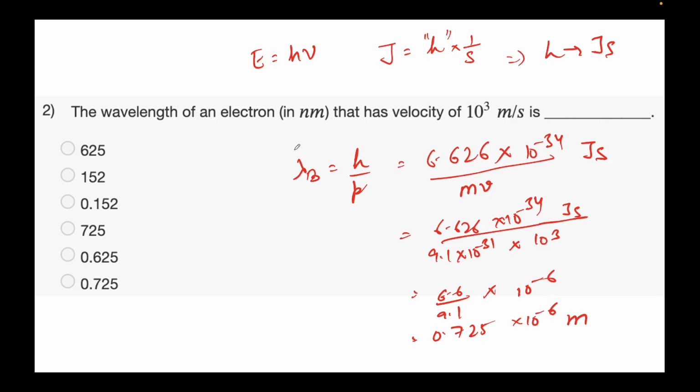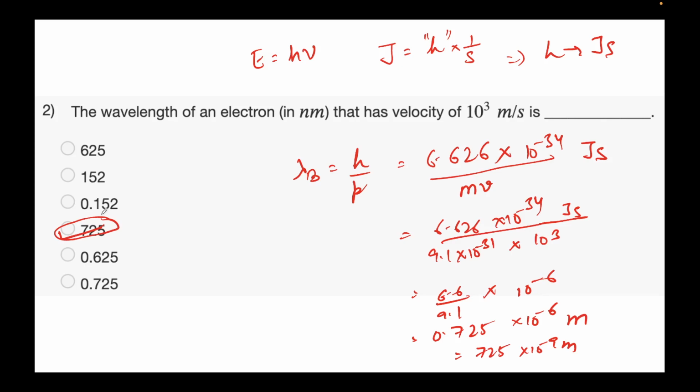So I'm asked for it in nanometers. Nanometers is 10 to the power minus 9 meters. So that will be 725 times 10 to the power minus 9 meters. 10 to the power minus 9 meters is nothing but your nanometers. So it comes out to be 725 nanometers. So this is the correct option, this one.